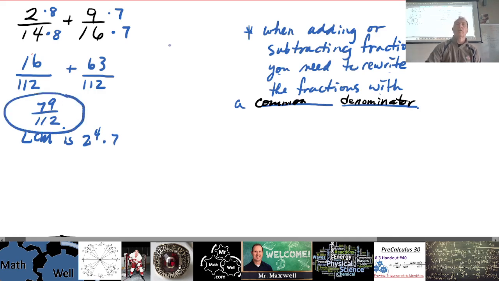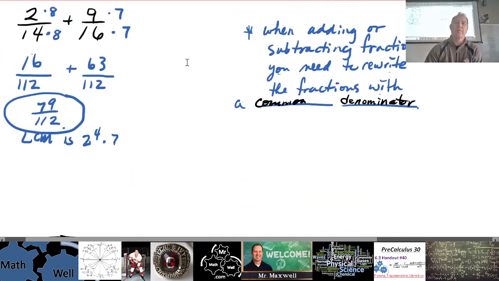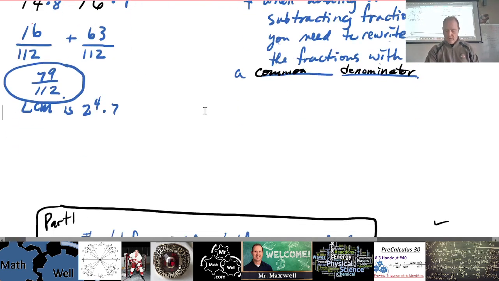So you can use those prime factors to find the lowest common multiple to use for adding and subtracting fractions as well. Okay, any questions? All right. Now I think for 3.1, that's all that's in the lesson there.